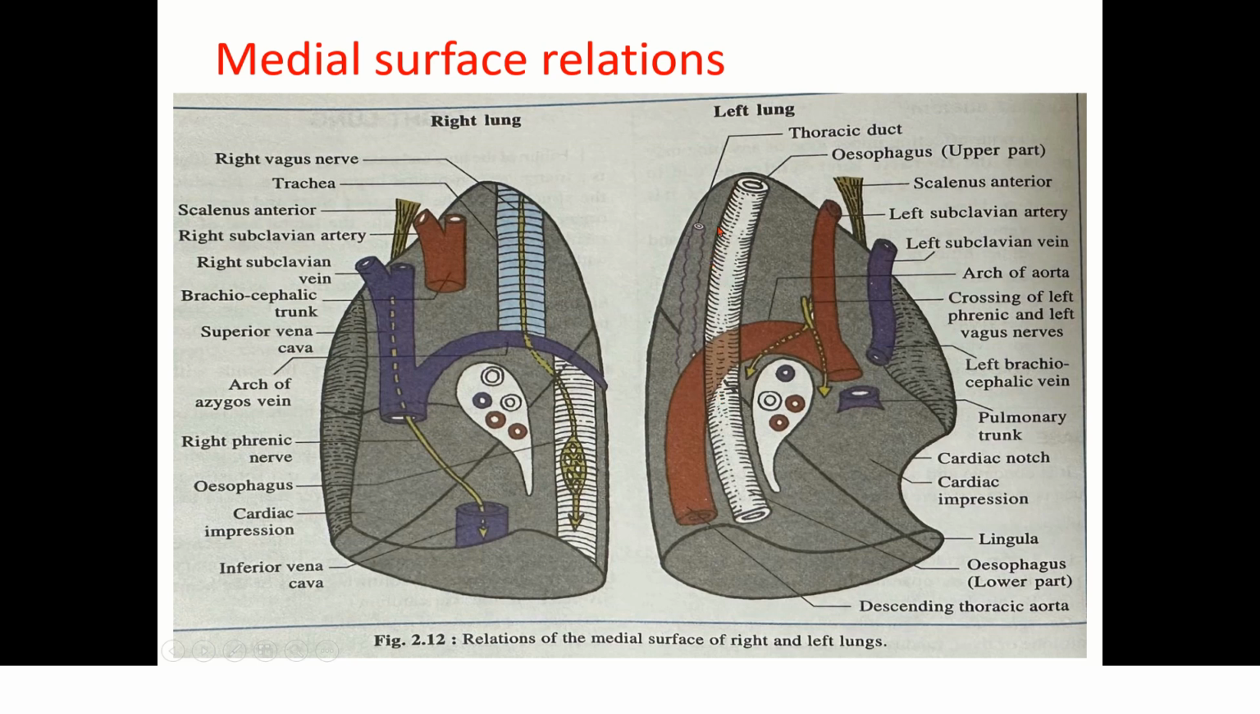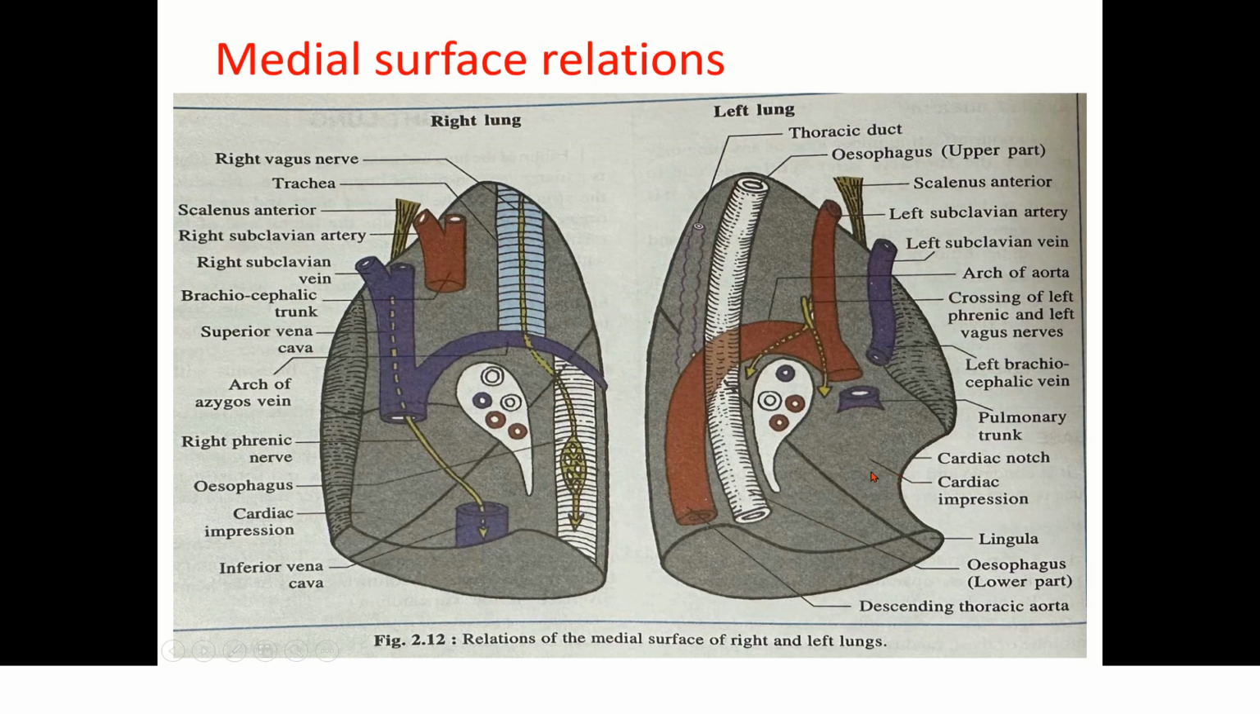And you can also see the relationship of the thoracic duct in relation to the groove for the esophagus. And here, extending from the groove for the arch of aorta straight vertically upwards, you can see this is the groove for the left subclavian artery, and in front of it you can also see the groove for the left subclavian vein. So here in front of the hilum, you can see a groove for the pulmonary trunk extending just above the cardiac notch, and this is the cardiac notch.